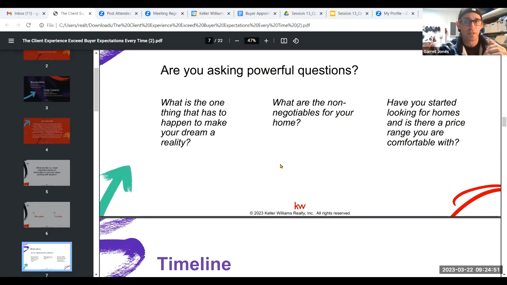So have you started looking for homes, and is there a price range you're comfortable with? Instead of us asking them, do they have a lender? Because that can be jumping in with both feet before we've earned the right to ask them maybe a sensitive question like that. This is the question I would ask instead. So have you started looking for homes, and is there a price range you're comfortable with?